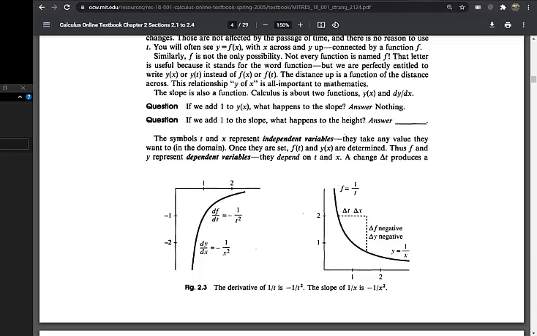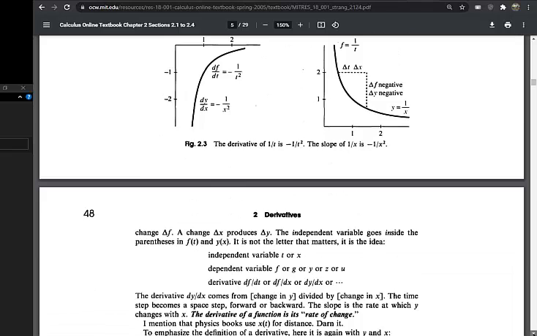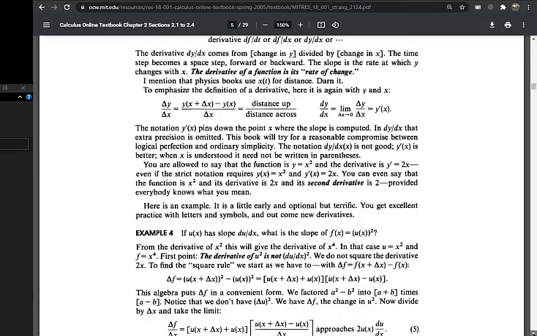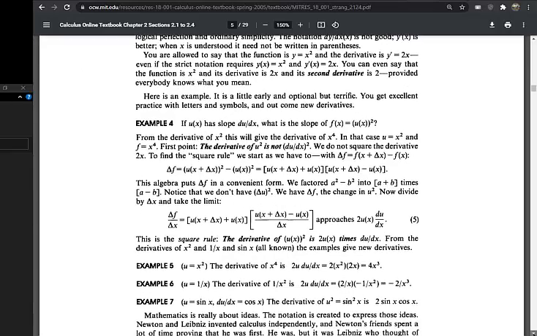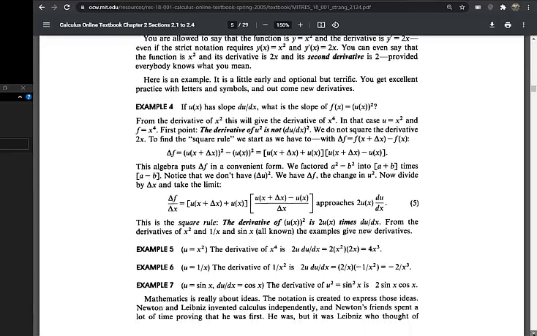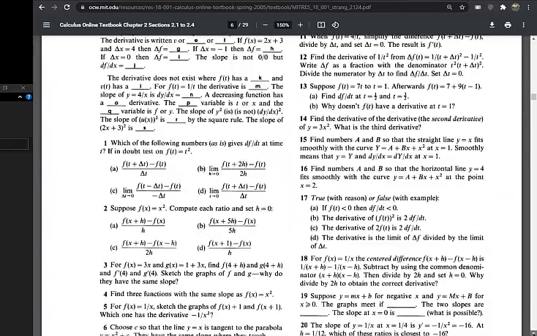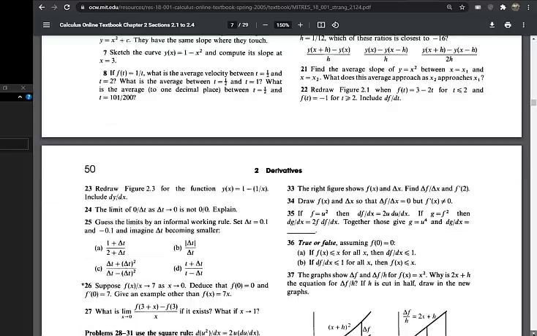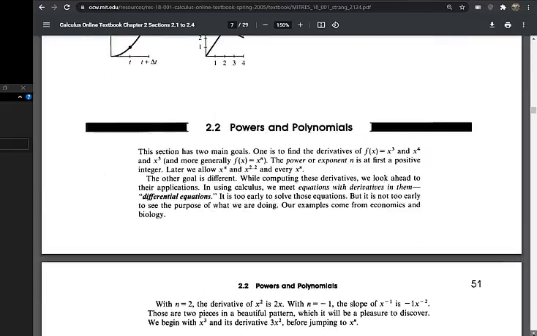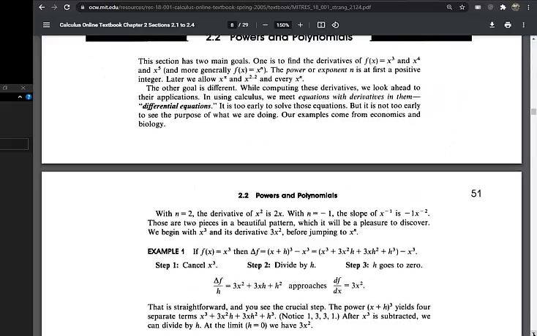All right, so let's see. All right, let's see. Think about this. All right, so this is all intuition. Okay. These kinds of things we don't need to look at right now. So that's 2.1. And then let's look at 2.2. Powers and polynomials. So here you talk about derivatives of polynomials.